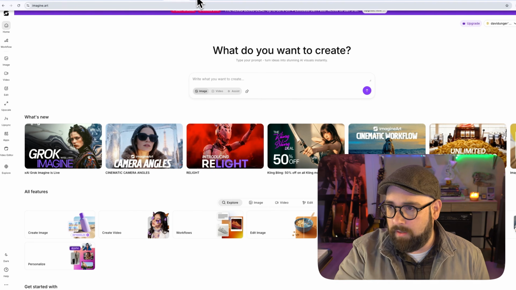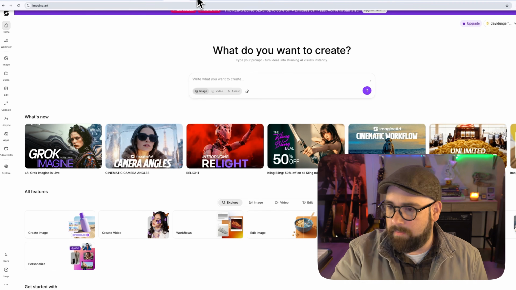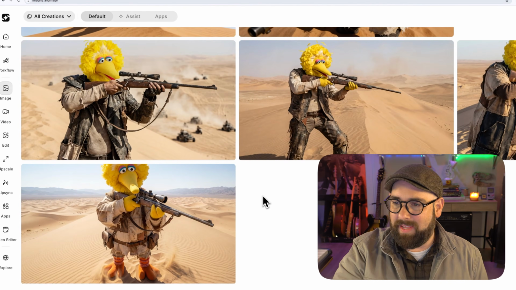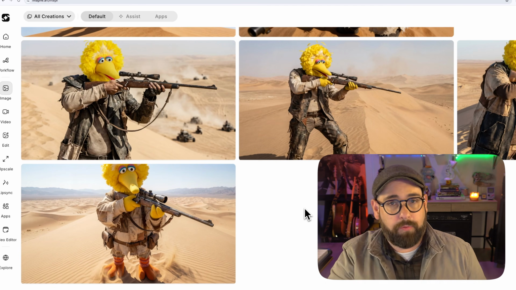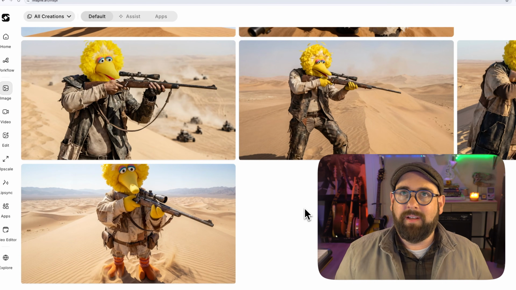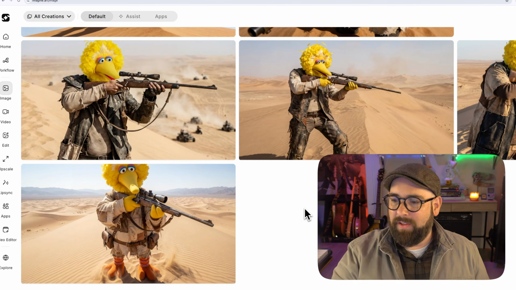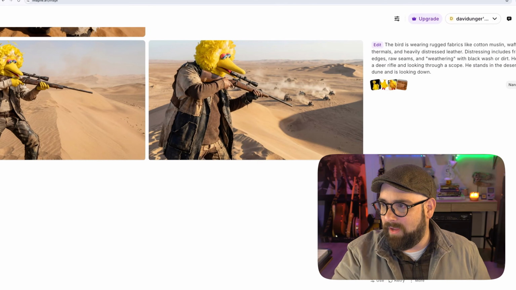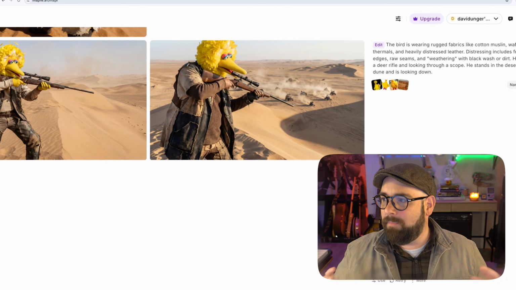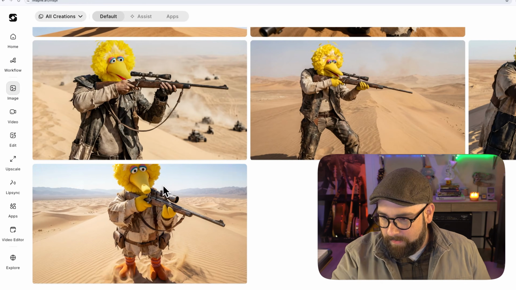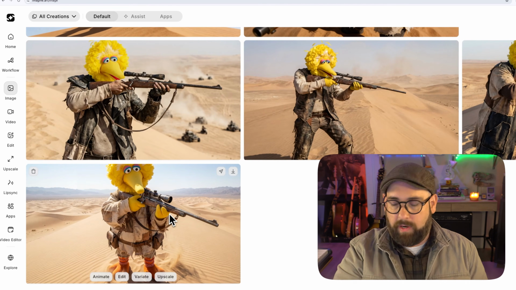And where I started was with these images. The first thing I did is I loaded up Nano Banana and I threw my Big Bird references in there, and I gave it some prompts about the clothes I wanted him to wear. I was kind of thinking Mad Max, sort of apocalyptic desert attire. So my prompt for that was wearing rugged fabrics like cotton muslin, waffle knit thermals, heavily distressed leather, etc. And that's how I got this image, which is kind of the basis of where I started.